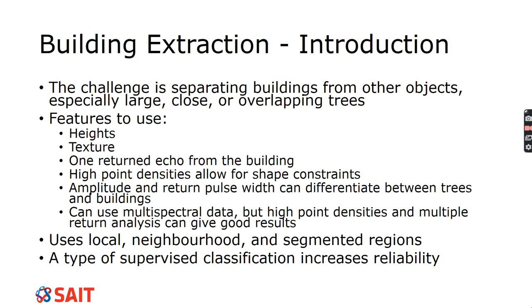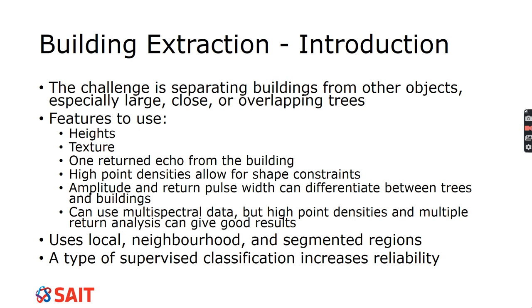Another way that we can also try to extract buildings is using multispectral data, so bringing in that satellite imagery or aerial photography. But you don't necessarily have to have that separate component, because if you do have high point densities and you have multiple returns, you can generally get your buildings out of that.